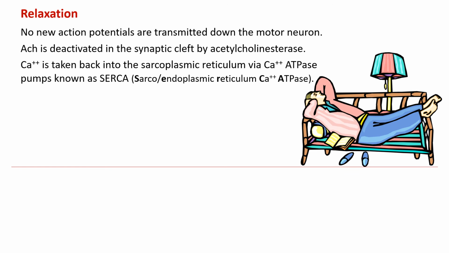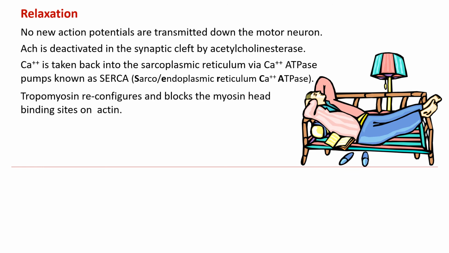Calcium, this is the calcium in the myocyte that's released to bind to troponin, is pumped back into the sarcoplasmic reticulum via calcium pumps known as SERCA. That stands for, you don't really need to know this, but just in case you're interested, Sarco-Endoplasmic Reticulum Ca++ ATPase pumps. So calcium is pumped back, and it's not available to bind to troponin.